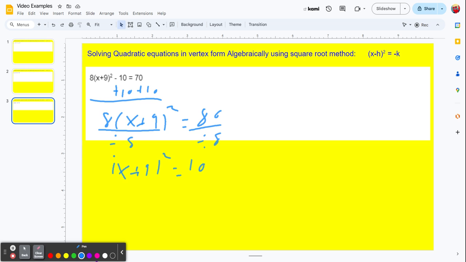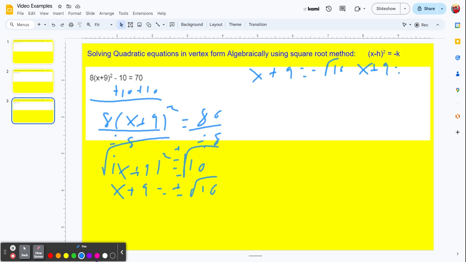Now we're going to take the square root of both sides, plus or minus. So we get x plus 9 equals plus or minus the square root of 10. Let's break it into two equations. x plus 9 equals negative square root of 10, and x plus 9 equals positive square root of 10.